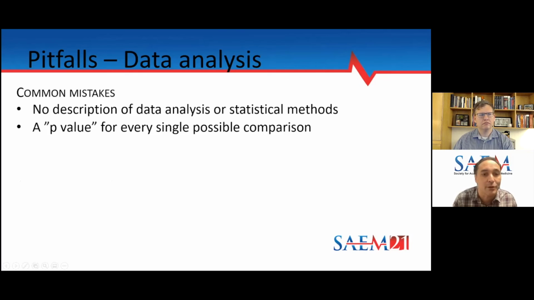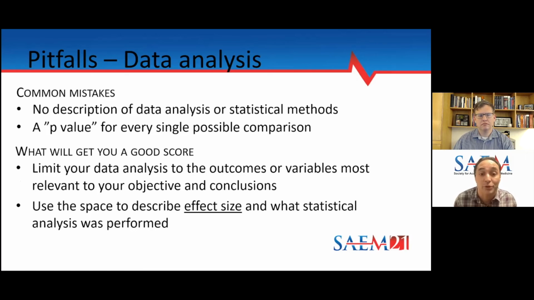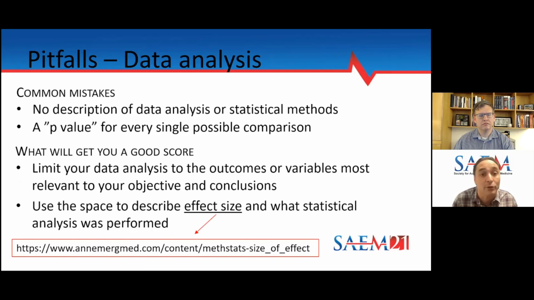These common mistakes are pretty straightforward, but we see them again and again. So try to avoid them. One is no description of data analysis. Obviously, that's going to get you a 0 on the scoring that Nick presented earlier. Likewise, we see a lot of studies where there's a p-value listed for literally every single possible comparison that can be made using the data. It gets overwhelming and it distracts from the data analysis that's really relevant to your outcomes or your conclusions.